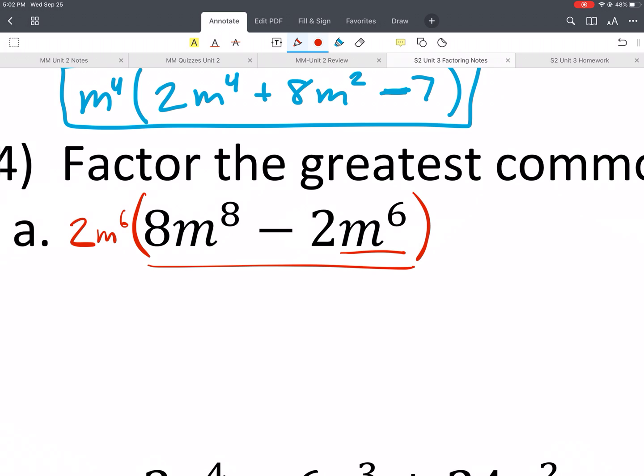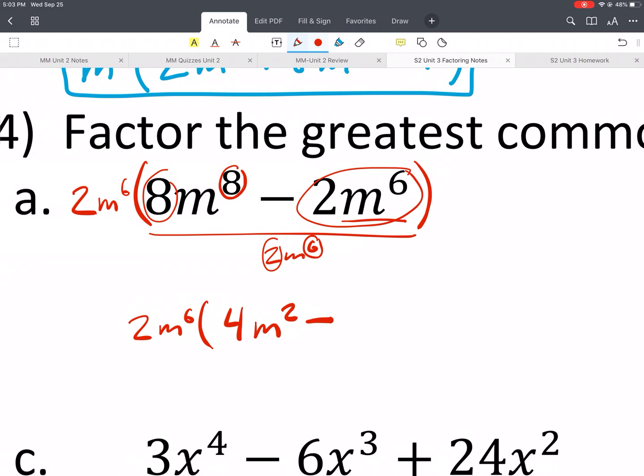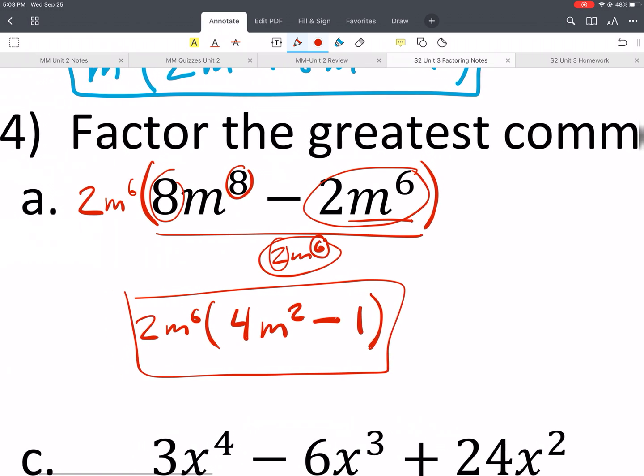We divide top and bottom by 2m to the 6th, and would end up getting 2m to the 6th times, well, 8 divided by 2 gives us 4. We have 8 minus 6 gives us m squared. And then we would end up having minus, since we have 2m to the 6th divided by 2m to the 6th, we would end up just getting 1. All right, so pause and do B, C, and D if you can.